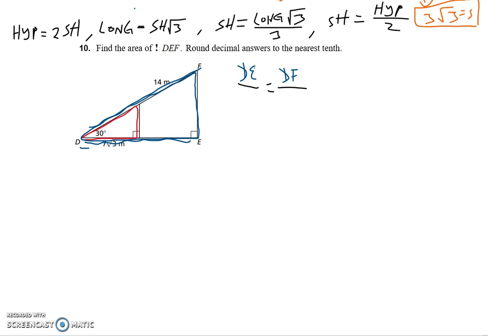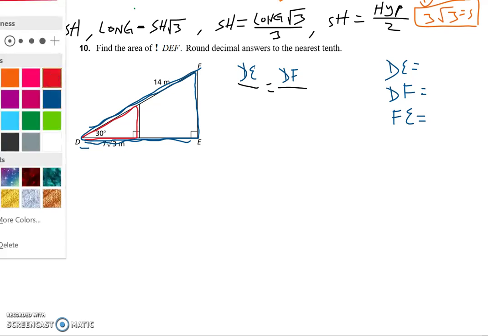So here's what we need to figure out: DE, DF, and then FE. If we find out these three things, we'll have the answer to this one, which is the perimeter of this blue triangle, DEF. So we're going to use that red triangle on the inside.